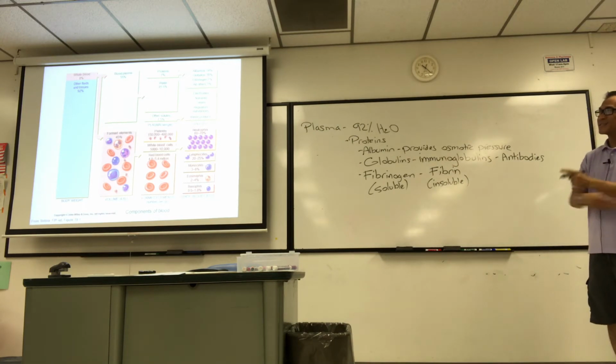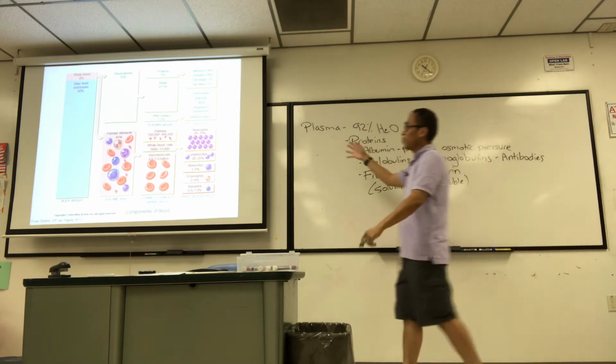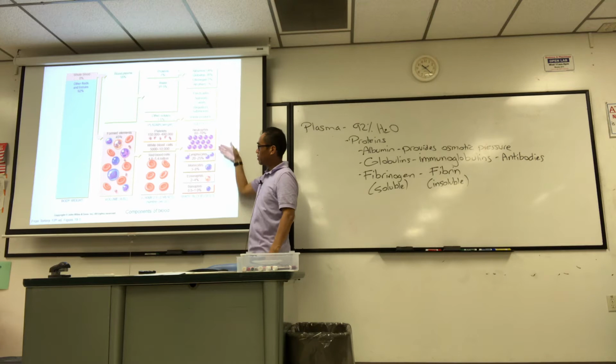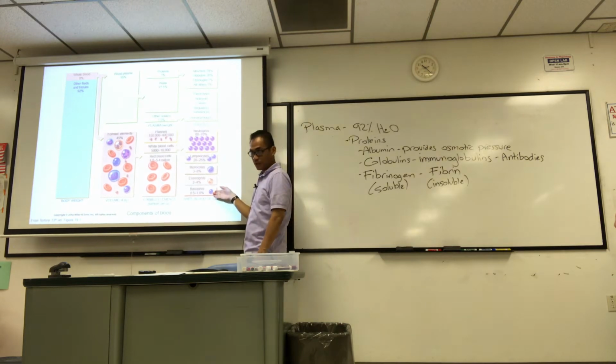Okay, so let's kind of just skip down to all the other things. Let's skip this. This is a general list. Let's skip down to the particular kinds of formed elements that are in the blood.